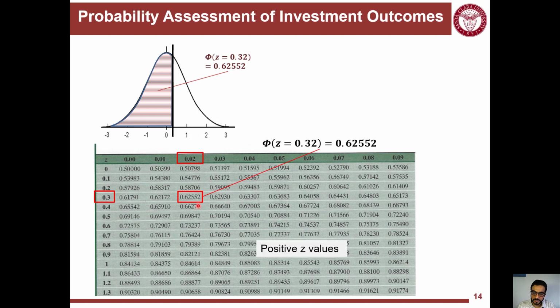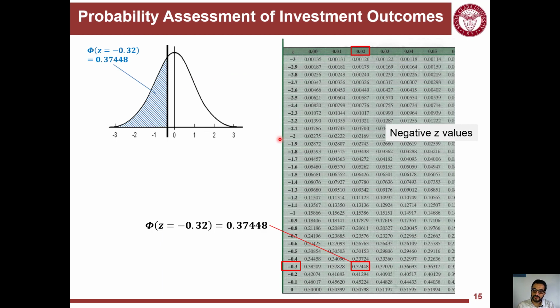Now to read the table, 0.32 is split between the row and the column headers. So 0.3, 0.02, so it's equal to 0.32. Once you pin the column and the row, this is the value of phi, that cumulative probability. So this means that there is a 62.552% probability that Z will be less than or equal to that Z value.